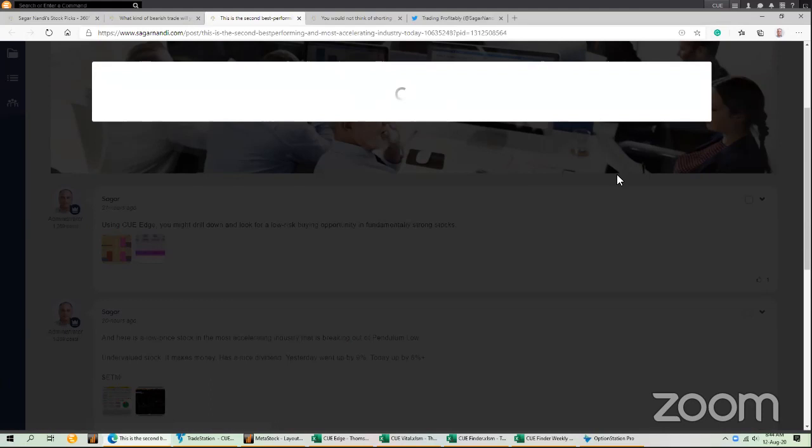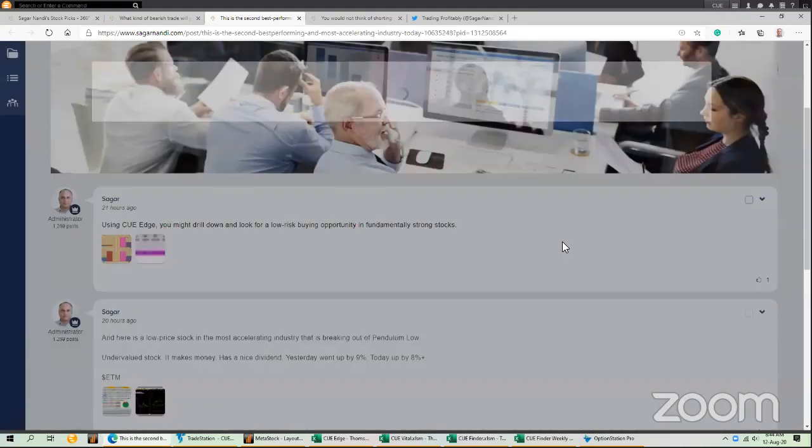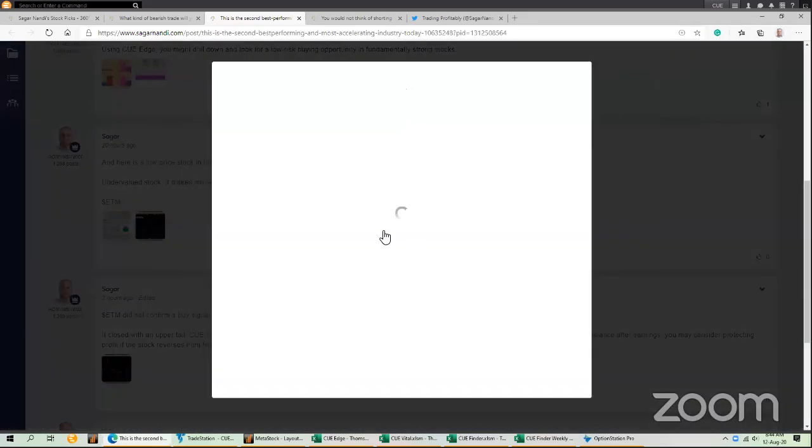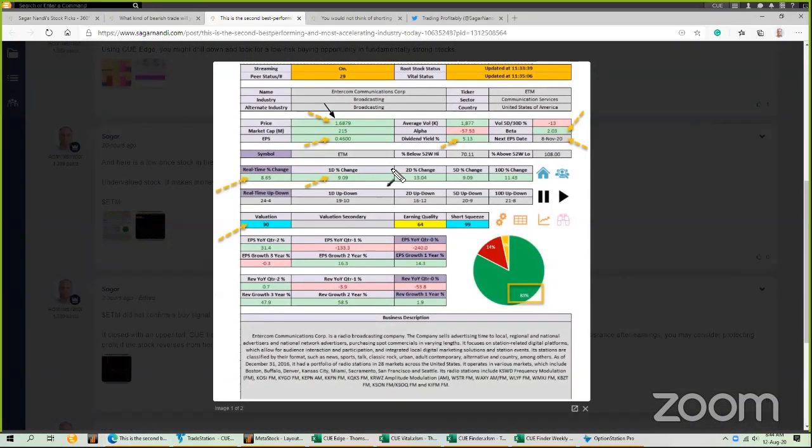And in this case, I found a very low risk, almost $1 or so, $1.68 stock. It was up by a large percentage, 8% plus, great valuation, short squeeze potential, and we saw from QEdge already the industry was very strong. Also, it is paying a very nice dividend, 5.1%. 10-day to 1-day percentage change showed that it was steadily going up.